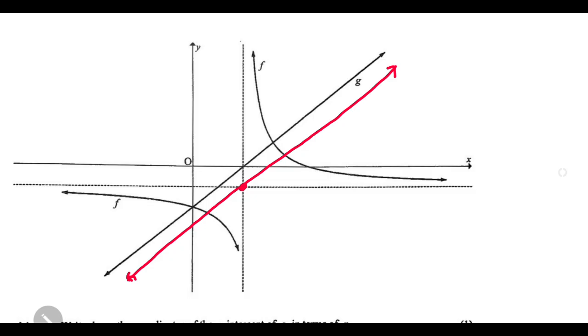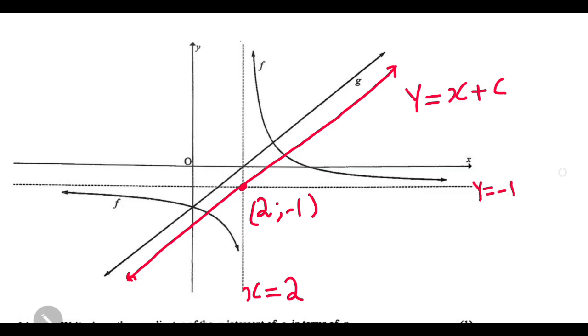So axis of symmetry with a positive gradient we have, so we say y is equal to x plus c. Now here, this one is a y value we got negative 1 and x we got positive 2. So the positive 2 and negative 1, these are the point here, because this is a vertical asymptote, x is equal to 2, this is a horizontal asymptote, y is equal to negative 1.